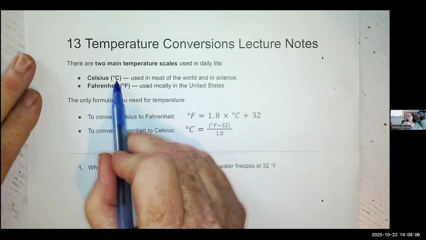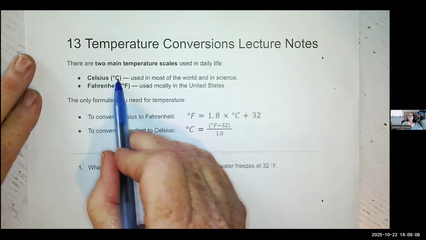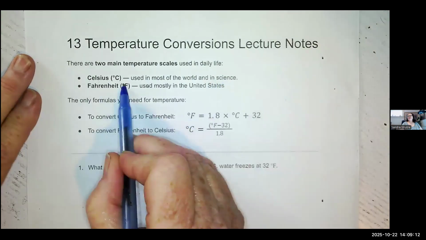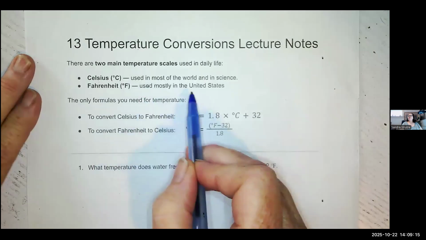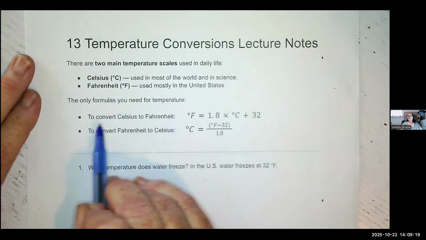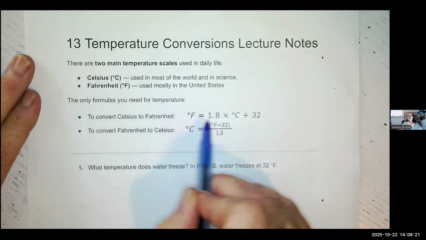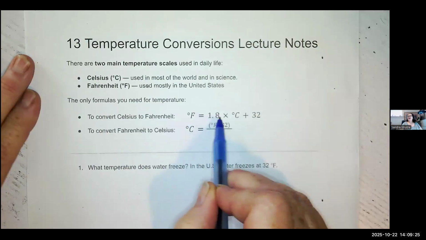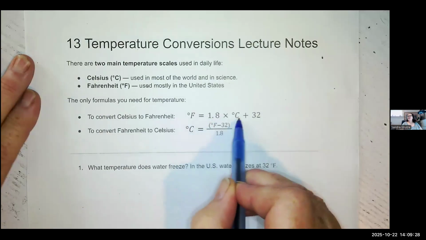So Celsius is shown as degrees Celsius. It's used in most of the world and in science. Fahrenheit is degrees Fahrenheit, and it's used mostly in the United States. The only formulas that you need for temperature to convert from Celsius to Fahrenheit, notice I did not provide you any fractions. I'm using 1.8 times, if you're given Celsius, because you go times Celsius and then plus 32.